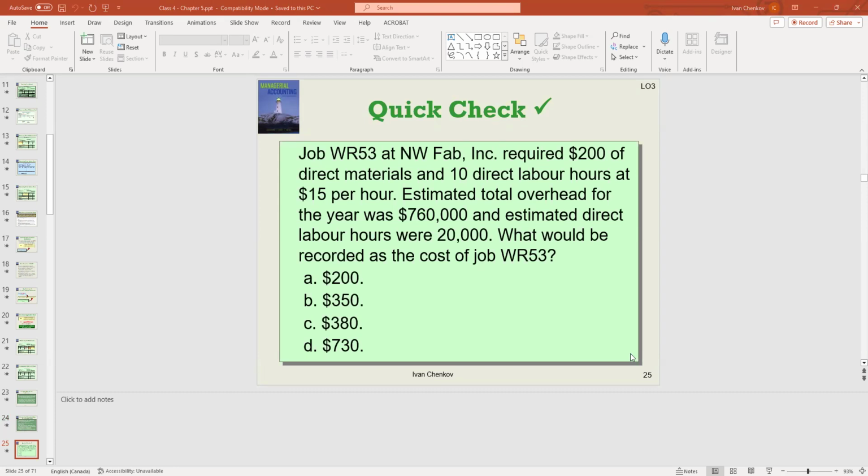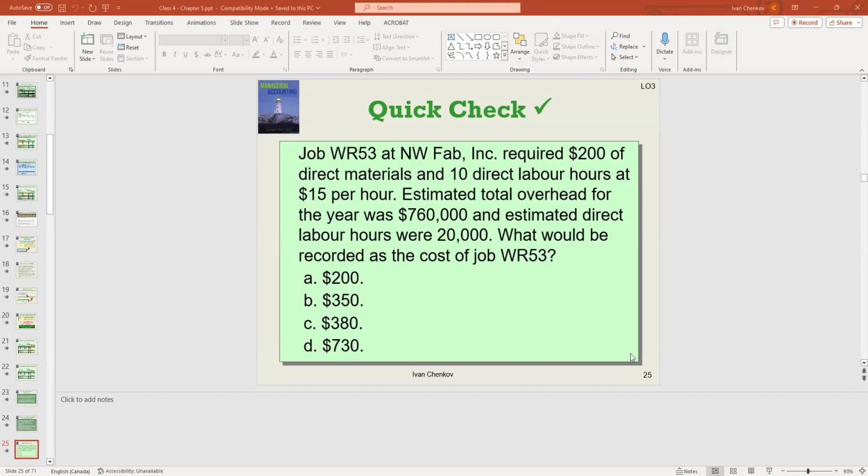What are we chasing here? Three costs, right? Which are the three product costs? Direct material, direct labor. Okay, let's start with direct material. Can I find direct material? It's $200. Okay. What's the next cost that I'm chasing? Direct labor. Can I find the direct labor? Yes, it's $150.